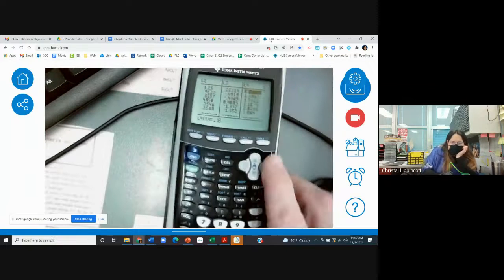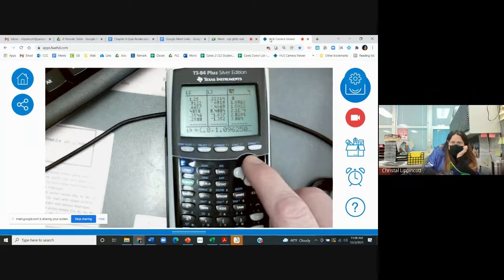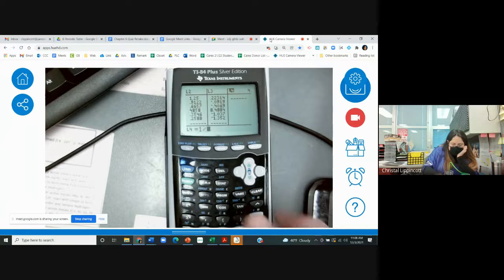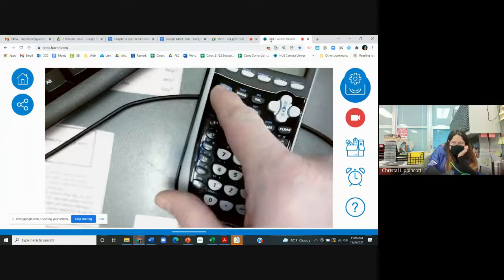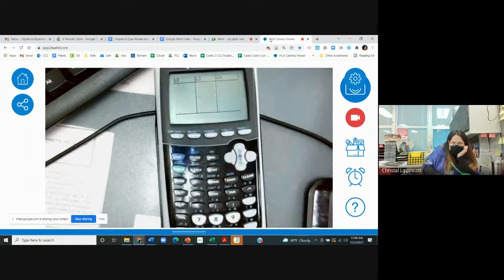Okay, so you got to go up here. I'm going to hit clear. Okay, I'm going to go up. I'm going to hit 1 divided by, and then I'm going to hit my second button. And right here, it says L2 in blue. Do you see that? I'm going to hit that and then hit enter.